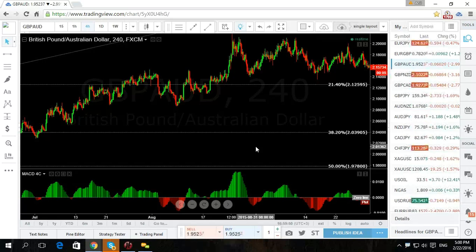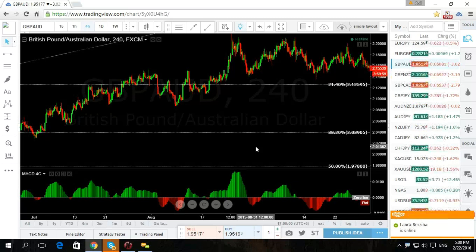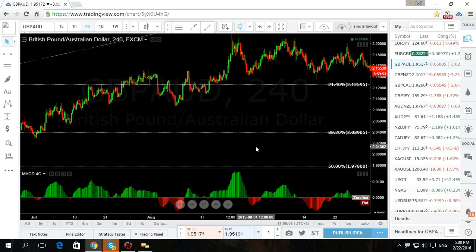I don't know anything about hidden divergence, and I can't tell you how we use the MACD. That's part of the course we do. I don't have any idea what hidden divergence is. I heard of it a lot of times, but I have no idea what that is. To find wave 2 and 4, I have no idea how you do that.